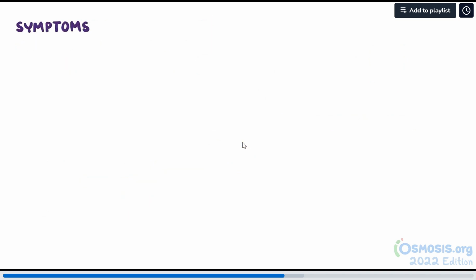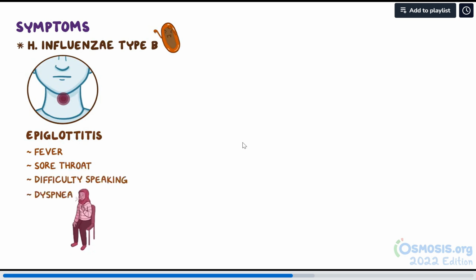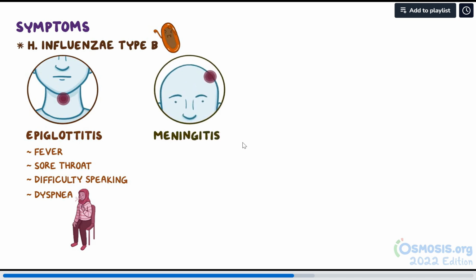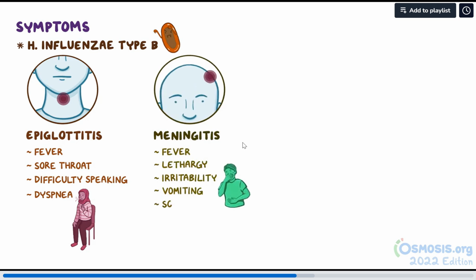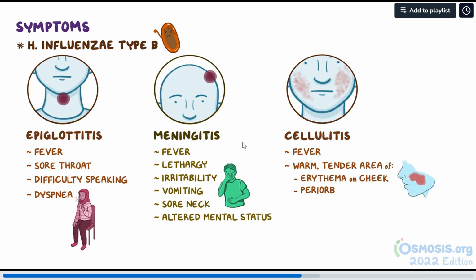Now, symptoms depend on the disease. First, infections caused by Haemophilus influenzae type B. With epiglottitis, there's fever, sore throat, difficulty speaking, and dyspnea. With meningitis, there's fever, lethargy, irritability, vomiting, sore neck, and altered mental status. Cellulitis develops with fever and a warm, tender area of erythema on the cheek or periorbital area.